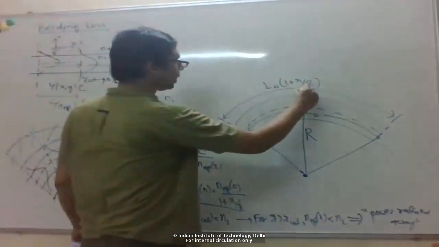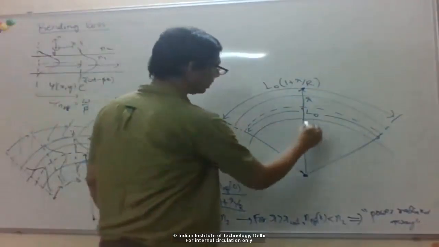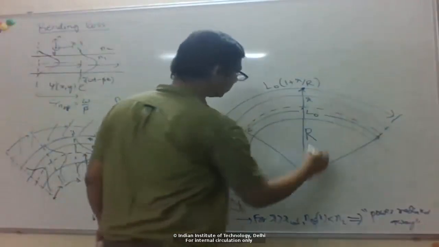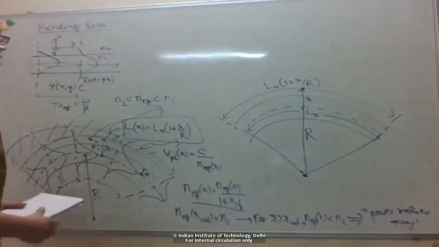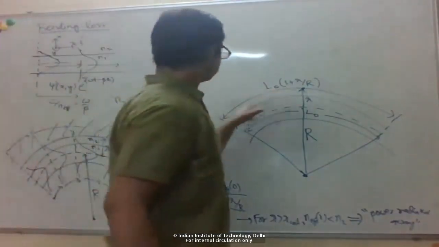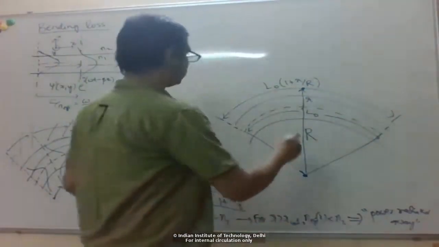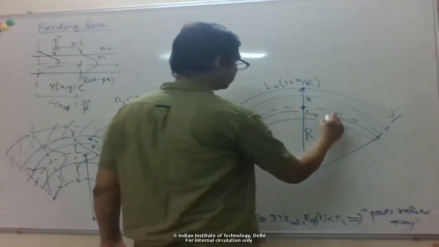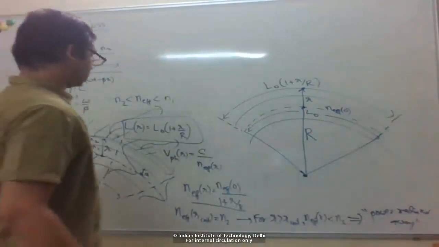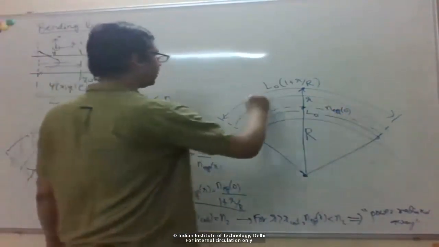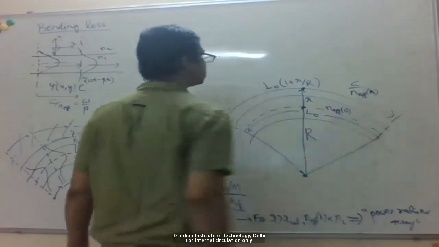Basically, for this point, the distance from the center is now R plus r. So L naught divided by R will be this distance divided by R plus r. You can see this distance has to be L naught times (R plus r) over R. So this point has to travel a longer distance compared to this point. If the effective index at this point is n effective at 0, the speed here is c over n effective at 0. The speed here is c over n effective at this point.